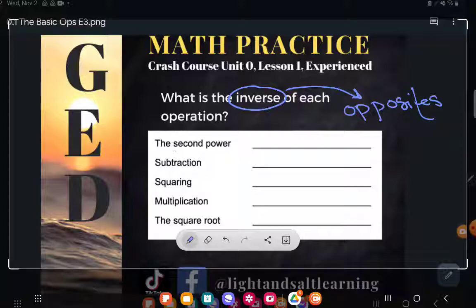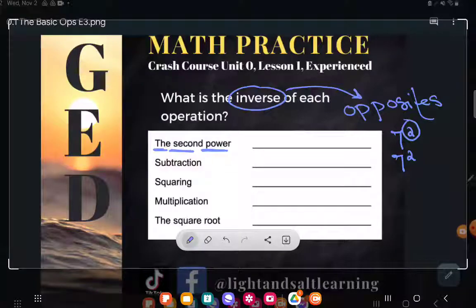Oh, and I started with the biggest challenge for most students right off the bat. So what is the inverse or opposite of the second power? So first of all, if you aren't familiar with what I mean by the second power, that's that little floating 2, like this is 7 to the second power. But that's not the only way to read this. You can also read it when you have a little floating 2 as 7 squared.